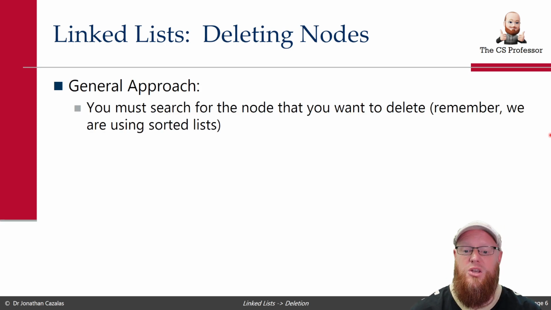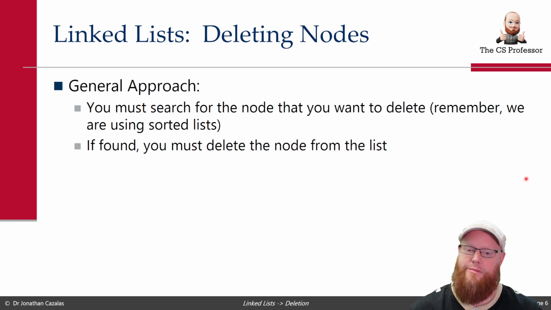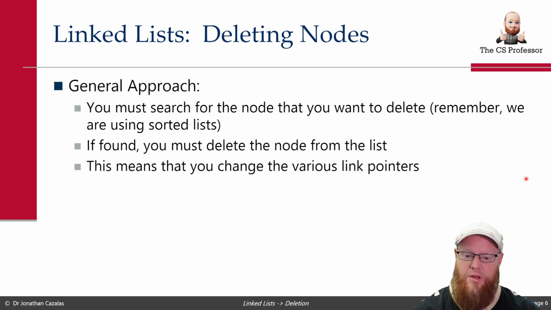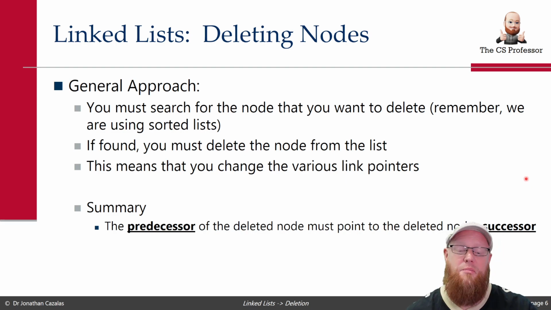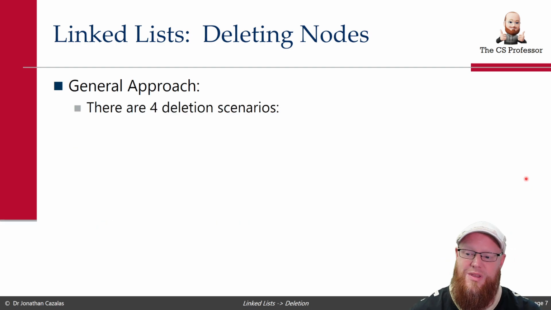So starting point, search for the node that you actually want to delete in the list. And if we find that node, delete it. Shocker, right? We're deleting. If you find the node, actually go delete that node. This means that we're going to be changing the addresses. We're going to be changing what's saved in the next of a particular node, the predecessor, in fact. So the summary is, find the predecessor of the node that you want to delete, and then make that predecessor point over to the successor.